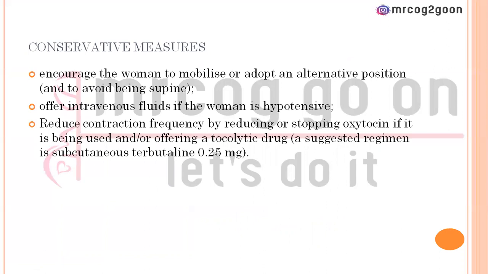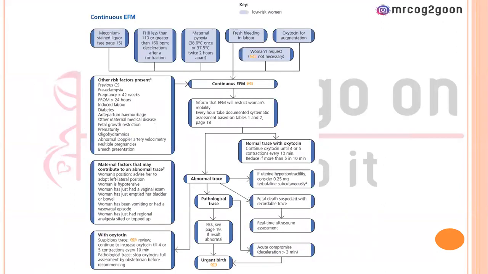Conservative measures: encourage the woman to mobilize or adopt an alternative position, offer IV fluid for hypertensive women, reduce contraction frequency, either by reducing or stopping oxytocin if it is used, or offer tocolytic, and the tocolytic of choice is subcutaneous terbutaline 0.25 milligrams.